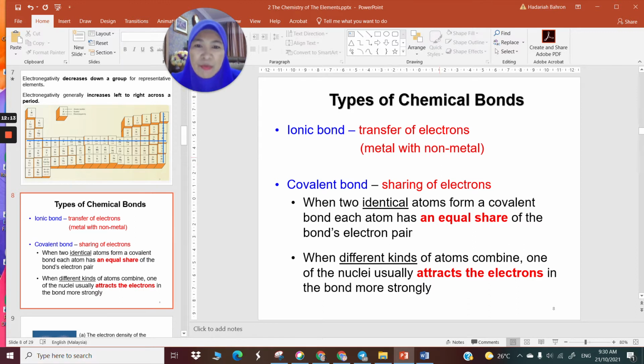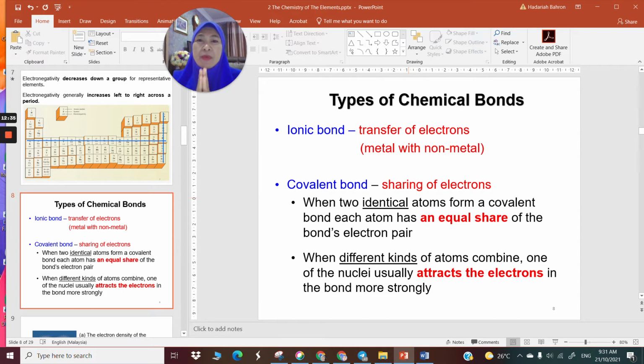The second type of bond that you have learned before is covalent bond. In covalent bond, there is no complete transfer of electrons. It's all about sharing of electrons. But sharing also has a degree. Some sharing is equal. Some sharing is not equal.